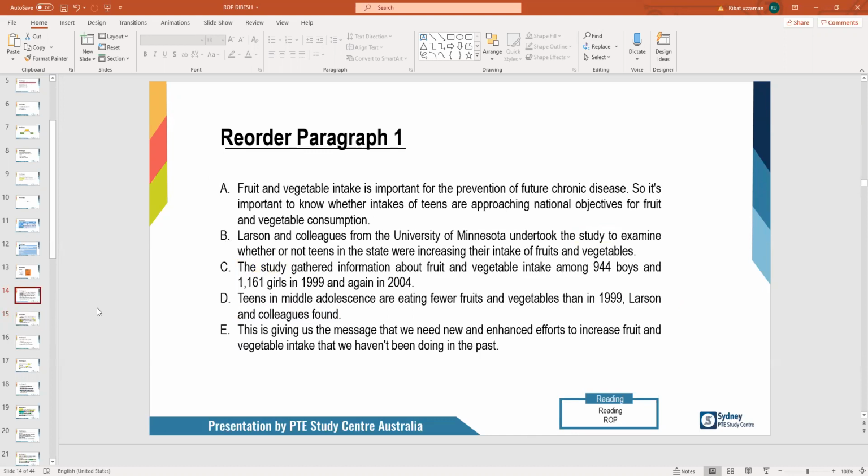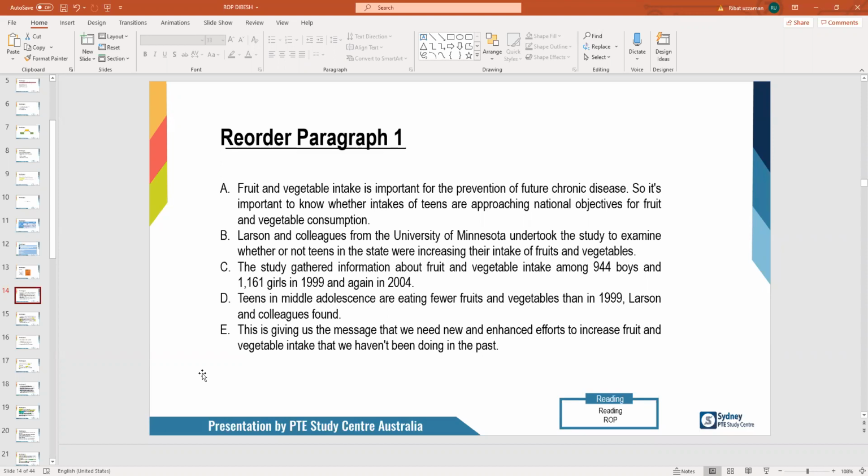When I start doing this task, first, I will use the method of elimination to find the independent sentence. The independent sentence I've already explained to you guys. You will have to understand the context: the most general in nature, which talks about the topic. I'll start from E. This is giving us a message, so it sounds like a conclusion. No way, I can't put this first.